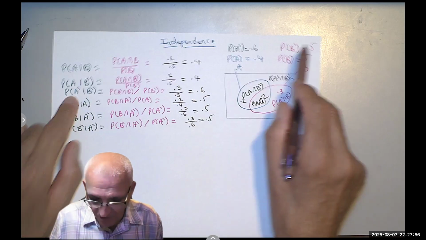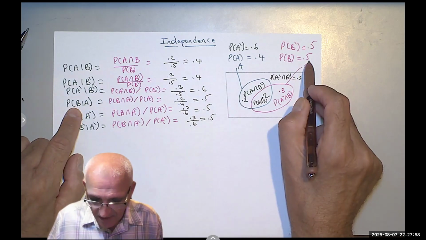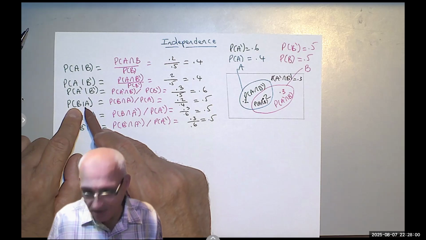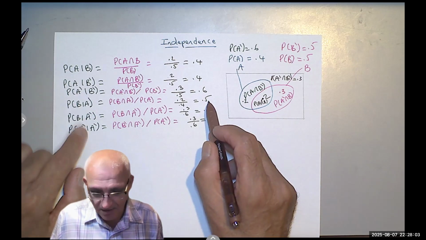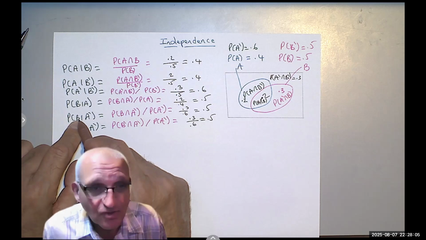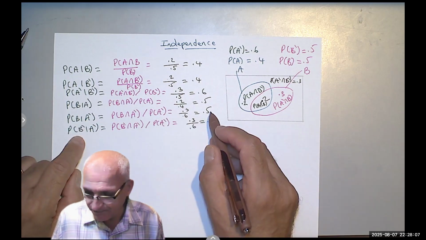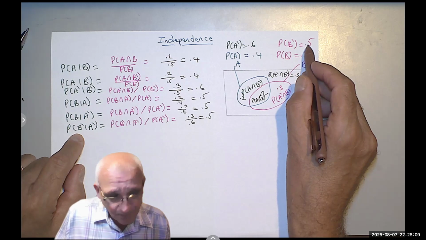What is the probability of B? It's 0.5. But if I tell you A occurred, it doesn't matter, still 0.5. Okay, so what if I tell you A did not occur? It's still 0.5. And the probability of not B is 0.5, we said.